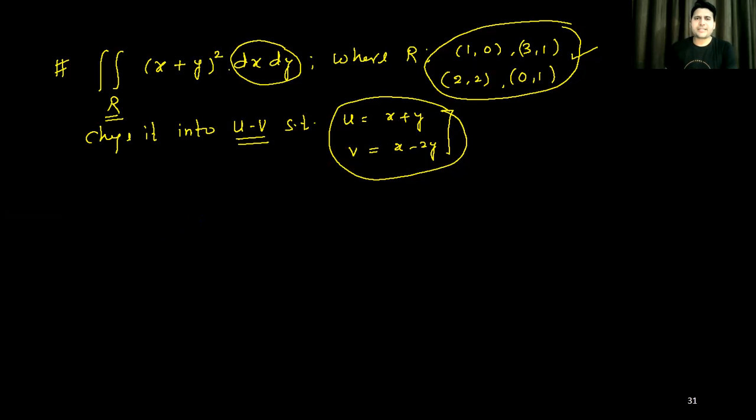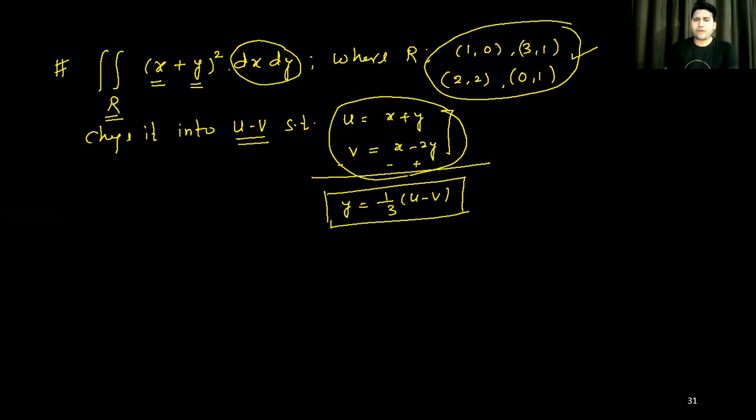So obviously, the first thing we need to do is draw the region. Then the second thing, we have to replace x and y in terms of u and v. X and y are not given in terms of u and v. So the first thing we should do is find x and y by solving these two equations. If I subtract these two equations, what will I get? So if I am subtracting, x got cancelled, y is equal to 1 upon 3 into u minus v. This will be the substitution for y. Now the substitution for x.